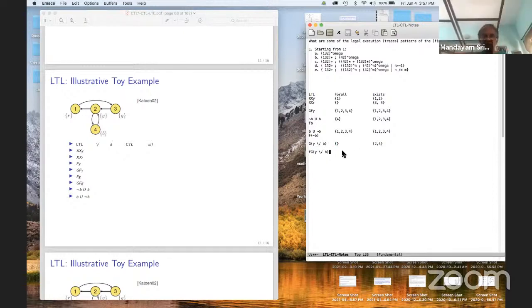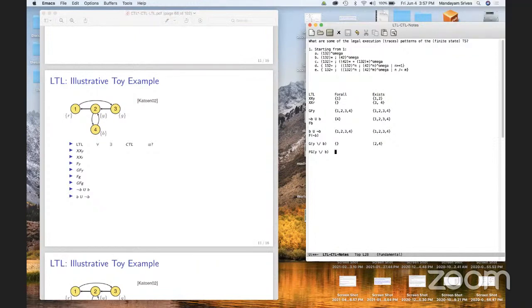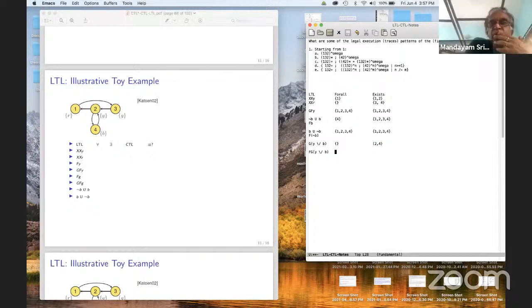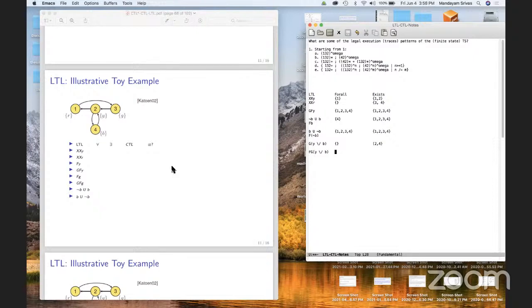So now take a crack at this. When F is added, it means that eventually it should reach a point after which in every state Y or B has to hold. Again, exist will be there, but I don't think for all.